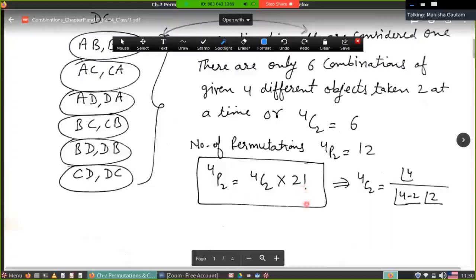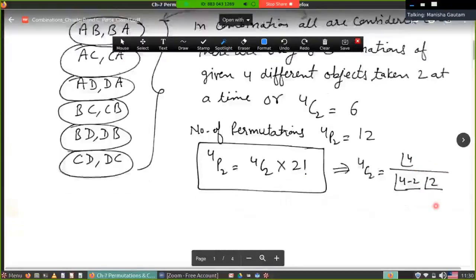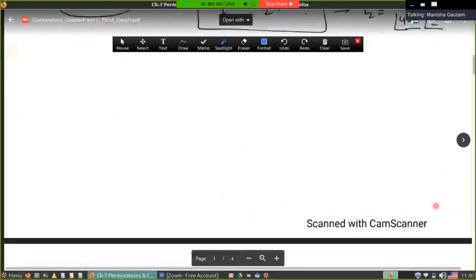This pattern goes on, and we get 4C2 equal to 4 factorial upon factorial of 4 minus 2, into 2 factorial. This is the formula of permutation, and this 2 factorial goes to the left-hand side. You get 2 factorial in the denominator, and the formula 4C2 becomes 4 factorial upon 4 minus 2 factorial and 2 factorial.